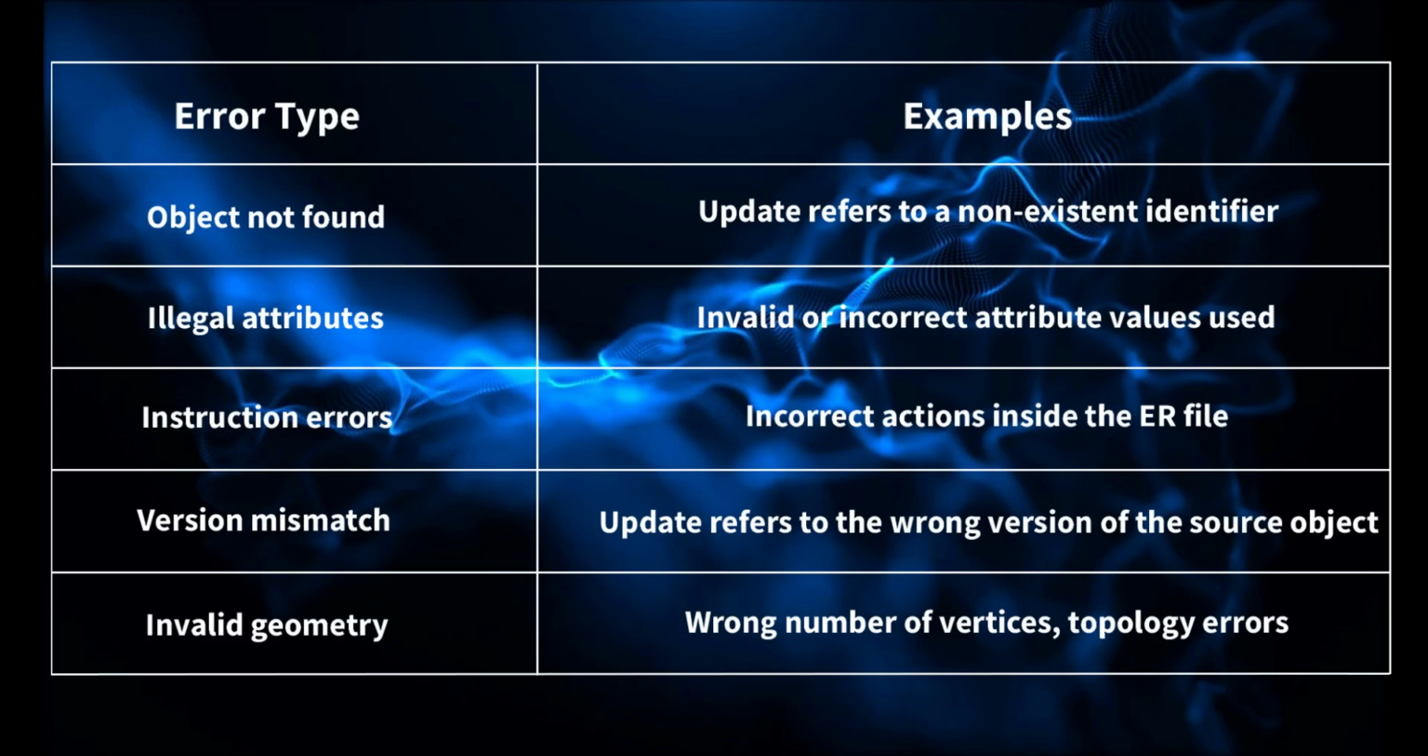Let's talk about possible errors. You might see something like Object Not Found, meaning the update refers to a missing item, or illegal attributes when values aren't allowed. There can also be mistakes in the update instructions, or version mismatches. The update is for the wrong chart version. And sometimes the geometry is just off, like too many or too few points, or bad topology.